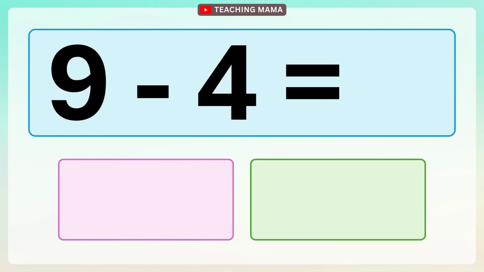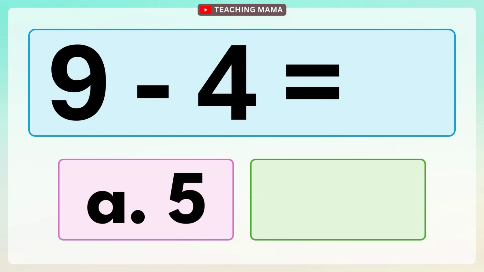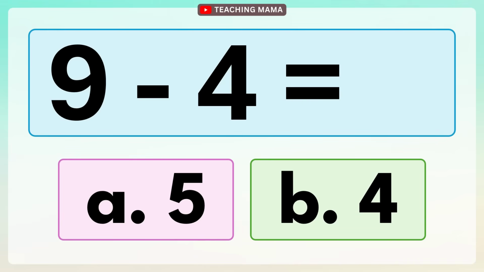9 minus 4 equals A. 5. B. 4. What is the answer? A. 5.